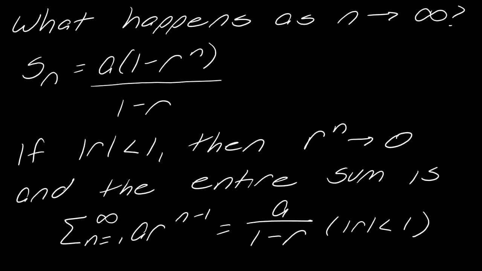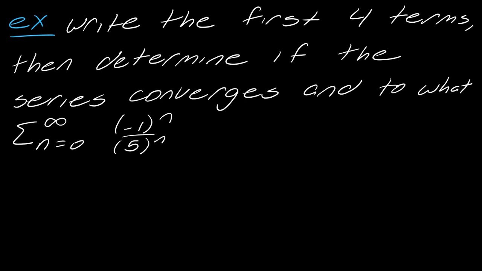So this is a super key formula when we're talking about geometric series. And if r is greater than 1, then it just diverges, and we can't find the sum because it's going to equal infinity. Okay, so let's put this into action. What we're going to do is write the first 4 terms of the sum just to make sure we've got it, and then determine if the series converges and to what.